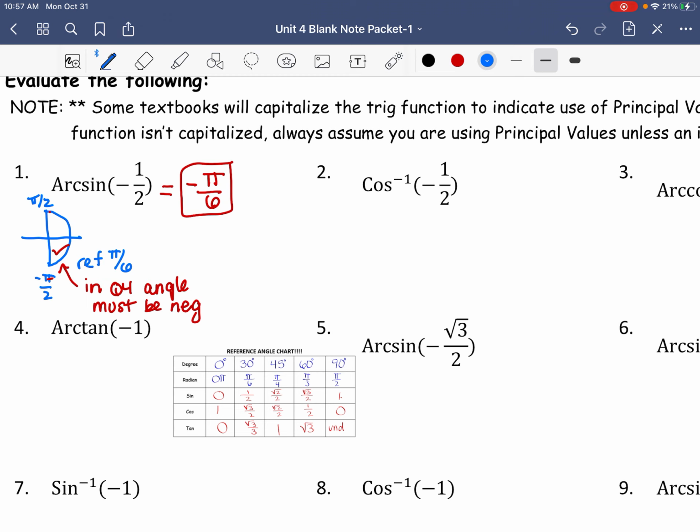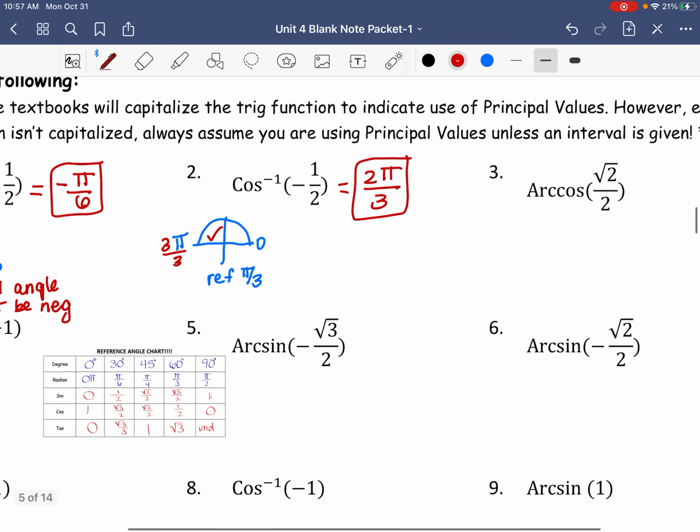Let's try this next one. Inverse cosine. As soon as we see inverse cosine, we say, okay, we're restricted from 0 to pi. Which of those two quadrants is the cosine negative in? Of those two quadrants, the cosine is negative in quadrant 2. Look at your chart. Your reference angle is pi over 3. The angle in the second quadrant, think of this as 3 pi over 3, is 2 pi over 3. Okay, your answer is always an angle.